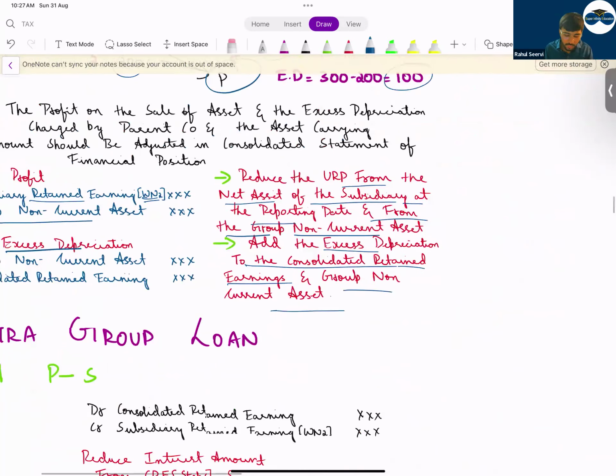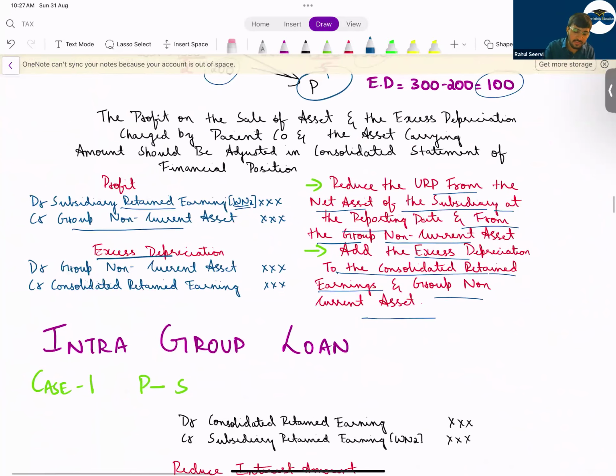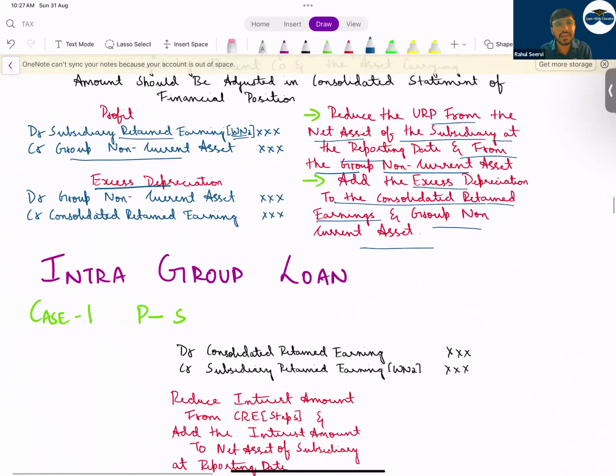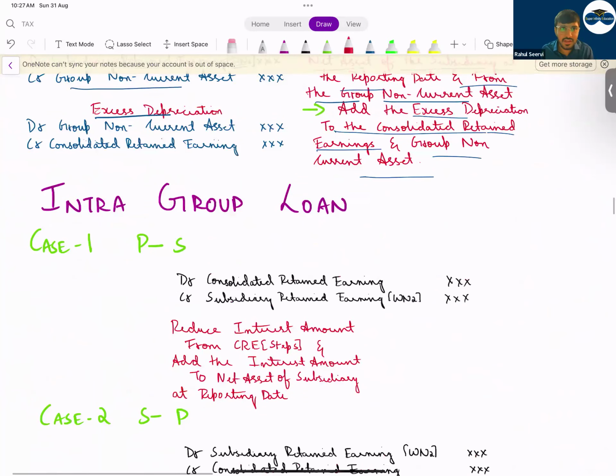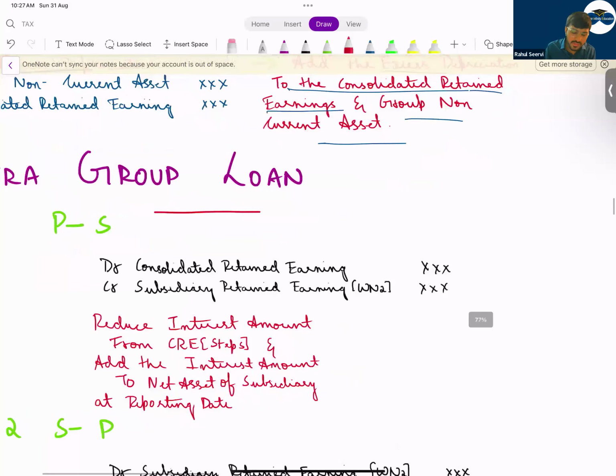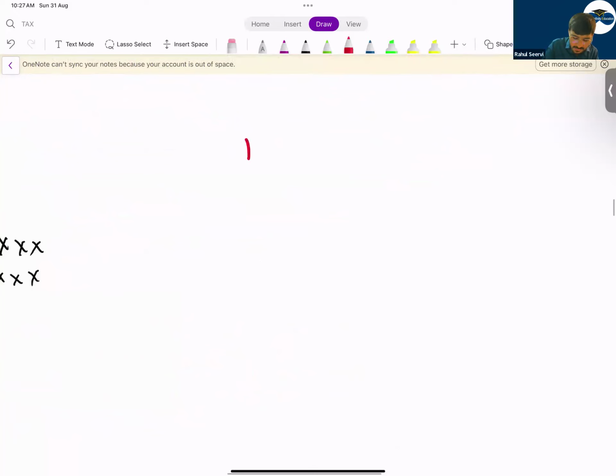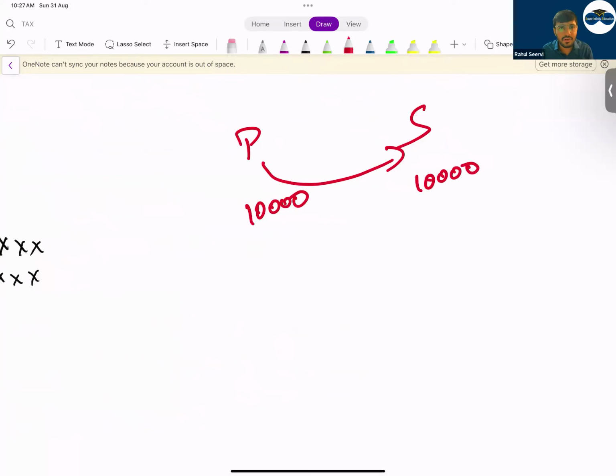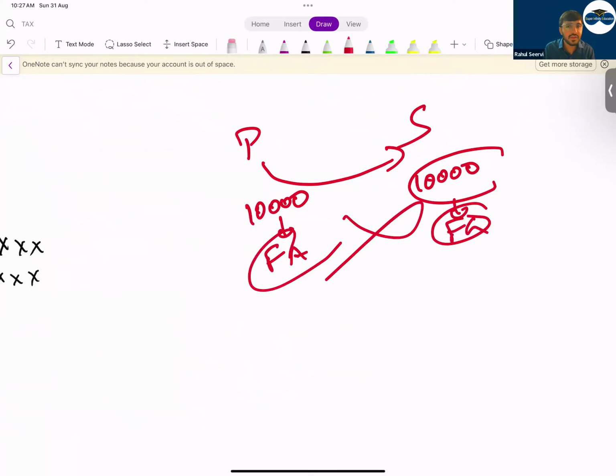Then intra-group loan. In this intra-group loan, I have never seen an adjustment regarding interest, either in FR or SBR. But what will the examiner mostly give? The examiner will say that the parent company has given a loan of 10,000 to the subsidiary company, and the subsidiary will record it as a loan. The parent will record it as a financial asset. It's a financial liability.